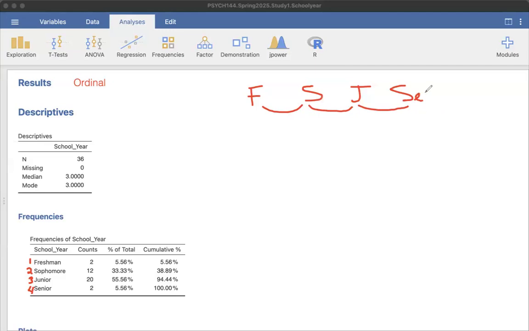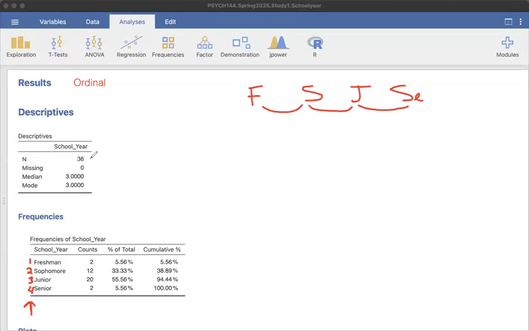We know that seniors have more credits than juniors, juniors have more than sophomores, etc. So how we work with this data, when you put this in Jamovi, it's actually going to give you a mean and a standard deviation, but you really shouldn't calculate that for ordinal because what it's doing is it's giving you a mean and a standard deviation of these numbers, which aren't truly meaningful. They're just telling you that there's an order to the variables.